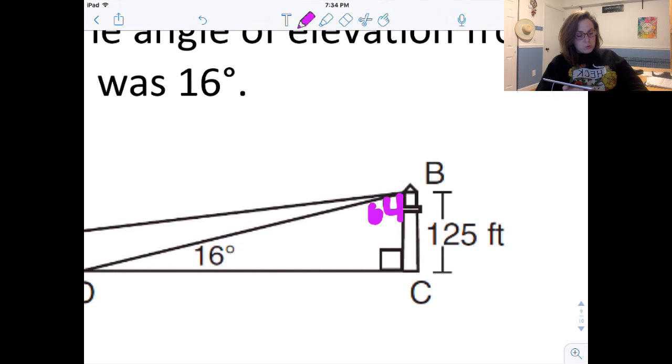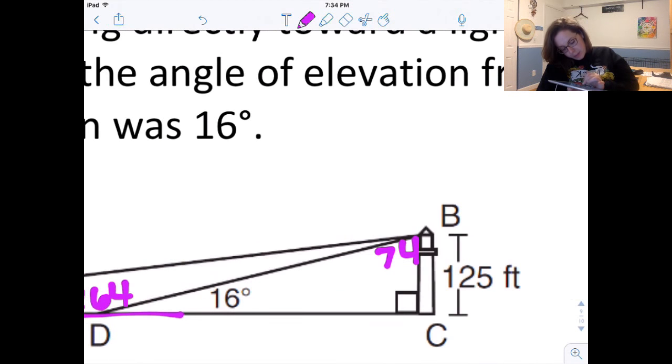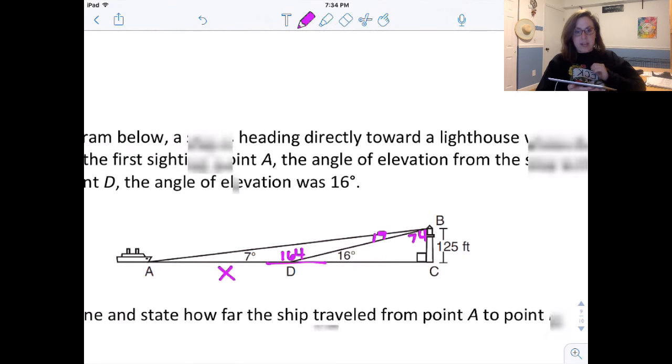So 74, sorry. There we go. Good. All right, so now this is 16. I see that these are a linear pair. So I'm going to do 180 minus 16, which is 164. And I know that little one's 7 over there. So 164 plus 7 is 171. So this top one up here would need to be 19. So now I've got all of my missing angles.